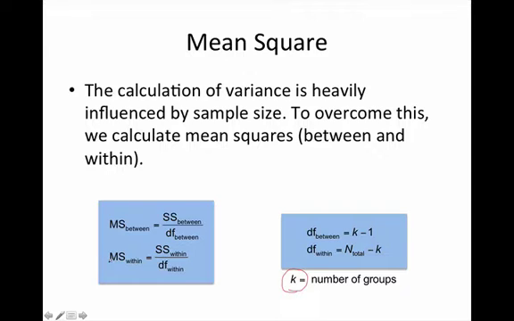And then my mean square within, I take the sums of squares within and I divide by the degrees of freedom within, where my degrees of freedom within is the total number of observations in my group minus my number of groups. And so in the case where I have 20 people in a sample, and I have 3 groups, then my degrees of freedom for within would be 20 minus 3, or 17.